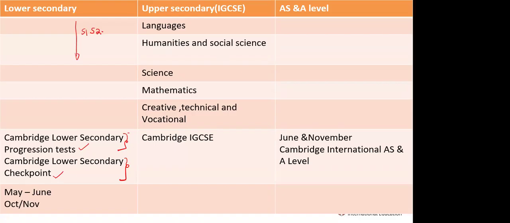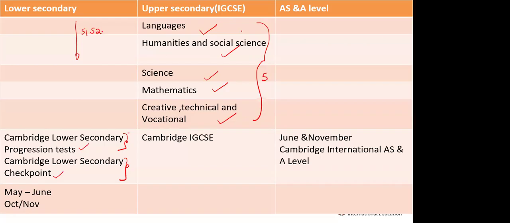Now, at upper secondary, I told you that at lower secondary we mainly concentrate on 3 areas: English, mathematics, and science. But when it comes to upper secondary, we have 5 key technical areas that we look at. We look at language, humanities and social science, science, mathematics, and creative, technical, and vocational. These are the 5 key areas. A child can do a minimum of 5 subjects at this level. A minimum of 5, but the maximum can go even up to 12, depending on the strength of the child.